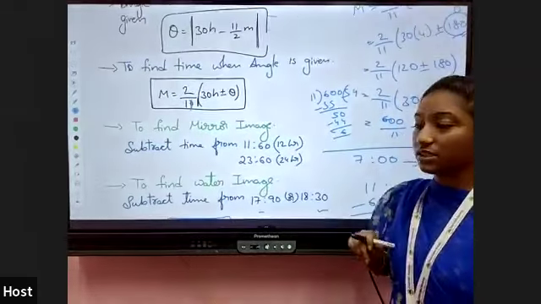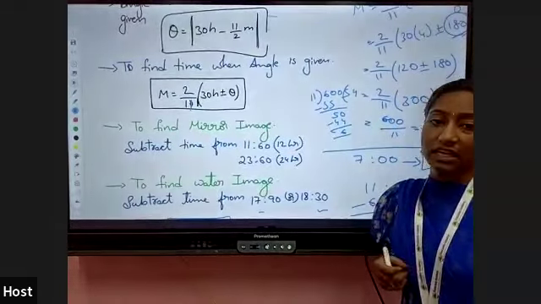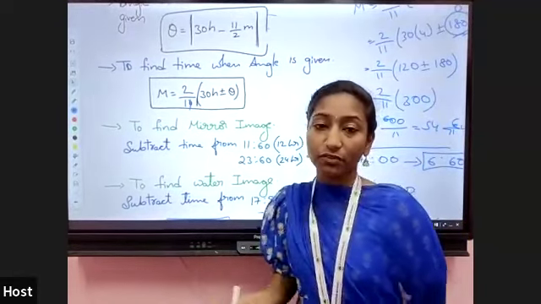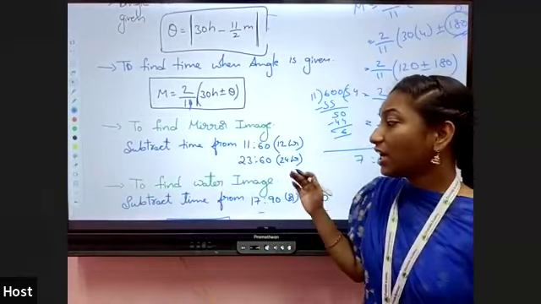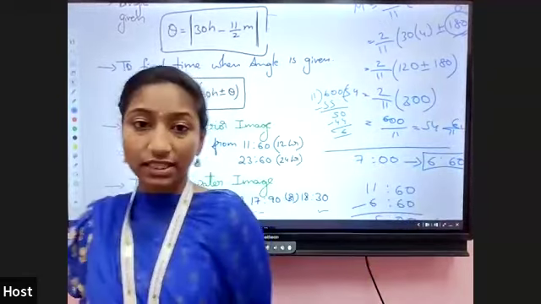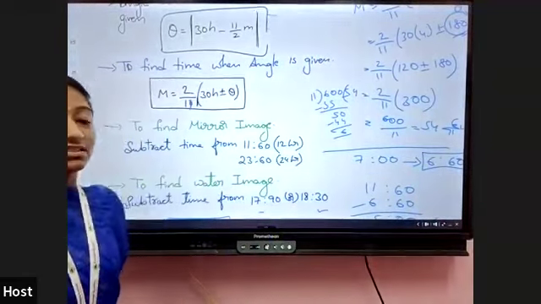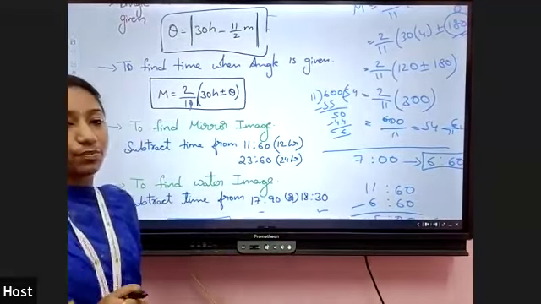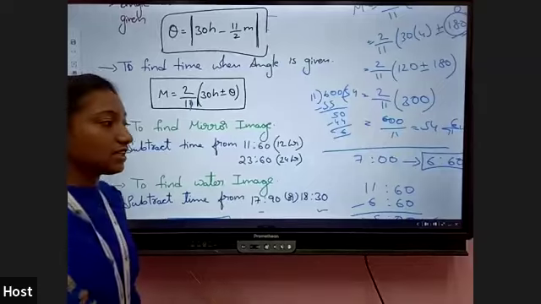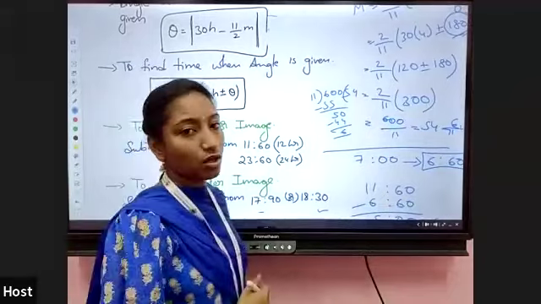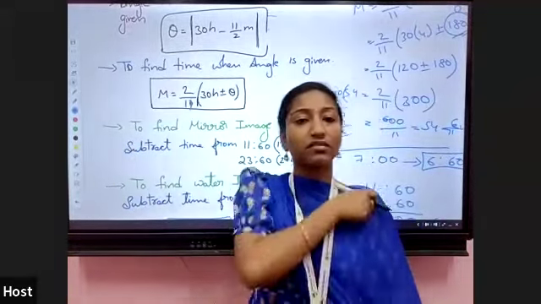Next, to find mirror images, if the given time is in 12-hour clock, we should subtract from 11:60. If the given time is in 24-hour clock, we should subtract it from 23:60. To find the water images, when the minutes is before 30 or exactly 30, we should subtract from 18:30, and when the minutes is above 30, we should subtract from 17:90. This is the clock topic. You can take some examples of your own and practice these clock topics. It is a very easy question.